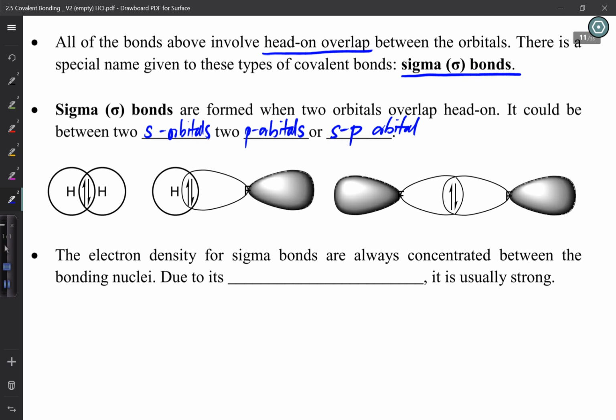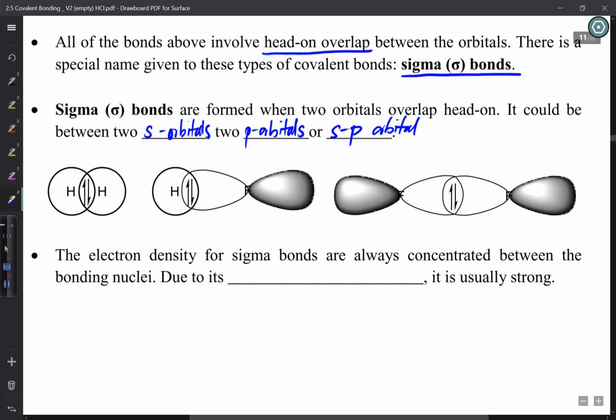And one more thing to take note is that for these sigma bonds, you can see that this is the nucleus of hydrogen, this is the nucleus of hydrogen. If I were to draw a line, these two electrons are always on the line, right? Same goes for this. We draw the nucleus, another nucleus, and draw a line. The electron is always along the line. The same goes for this. It's always along the line.